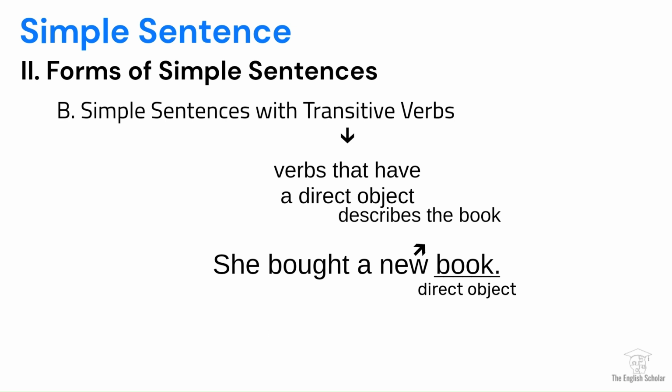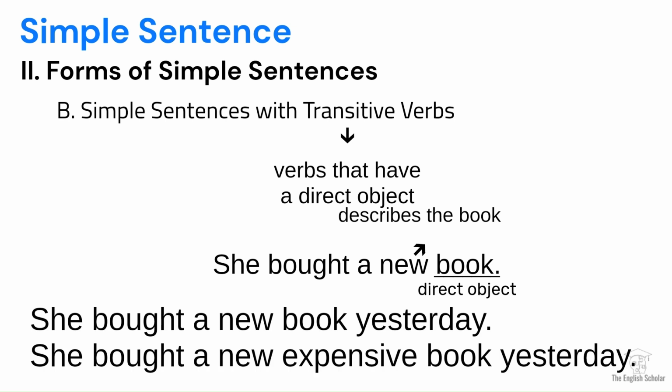Sometimes, this type of simple sentence can have additional information too. For example, she bought a new book yesterday. She bought a new expensive book yesterday. In sentence 1, we have the adverb yesterday, which tells us when the subject bought the book. In sentence 2, the same, we have the adverb yesterday. But this time, we have another adjective that describes the book, which is expensive.